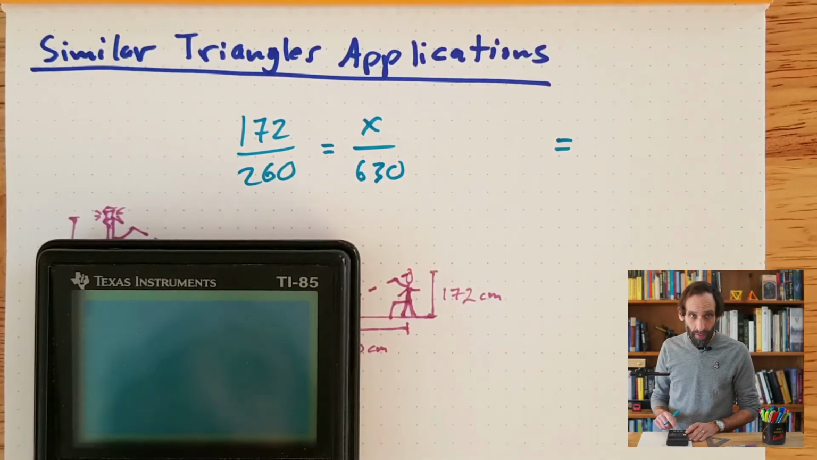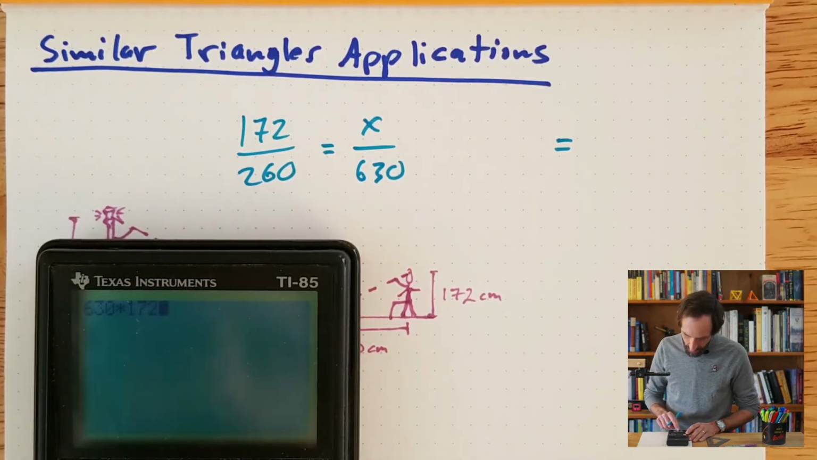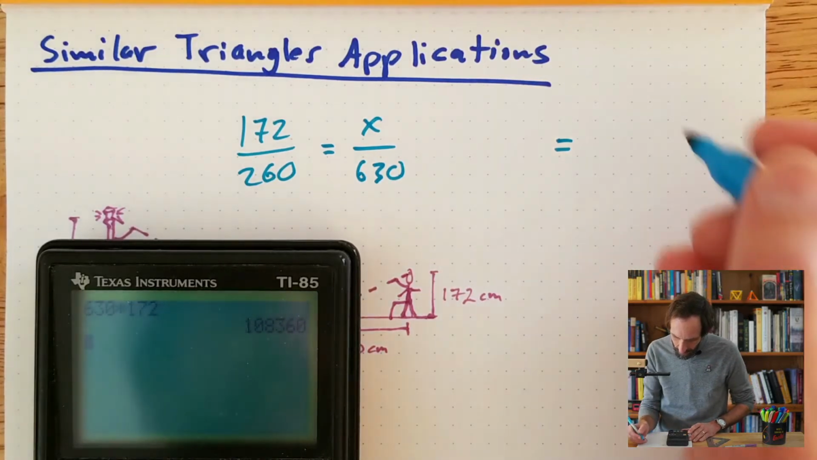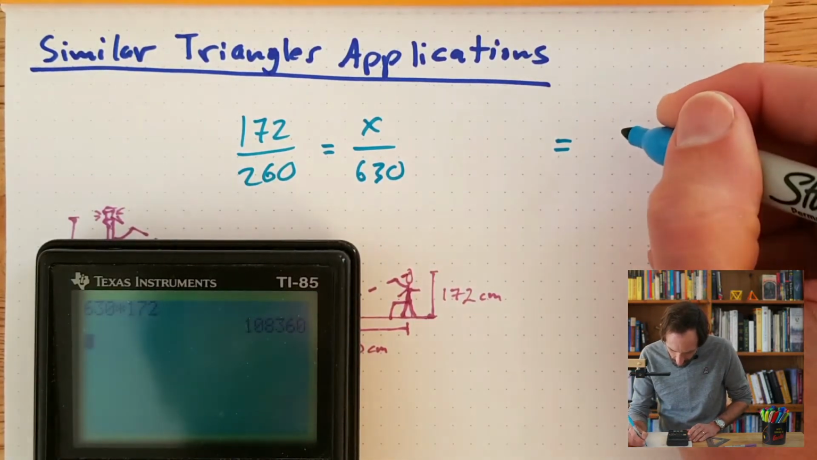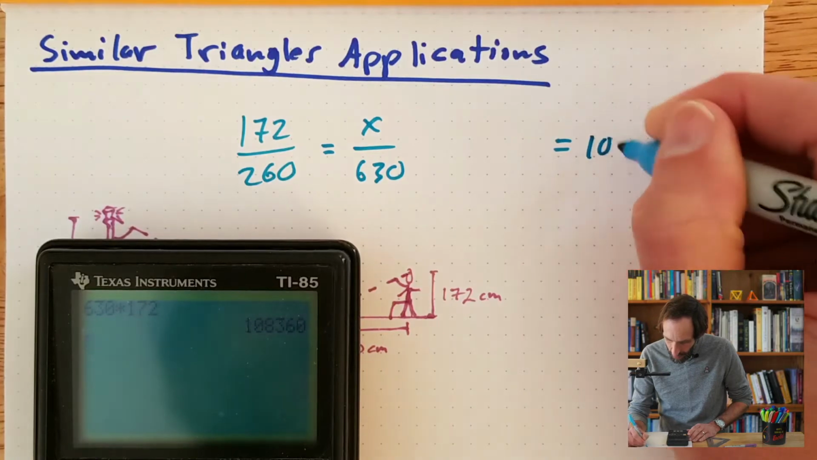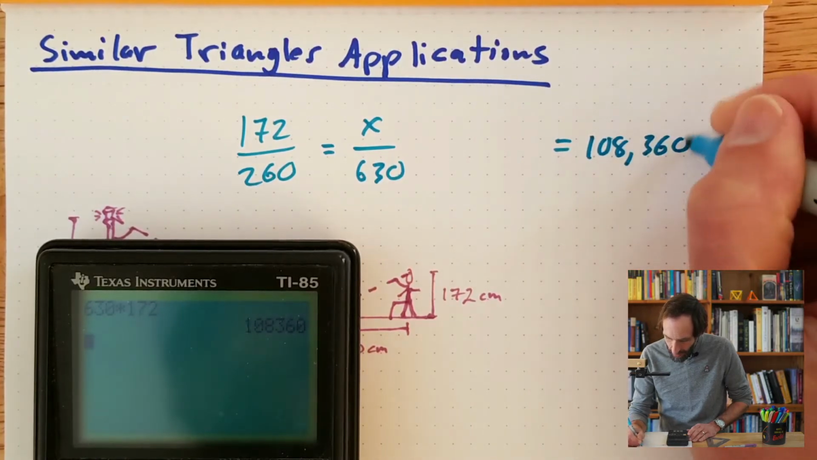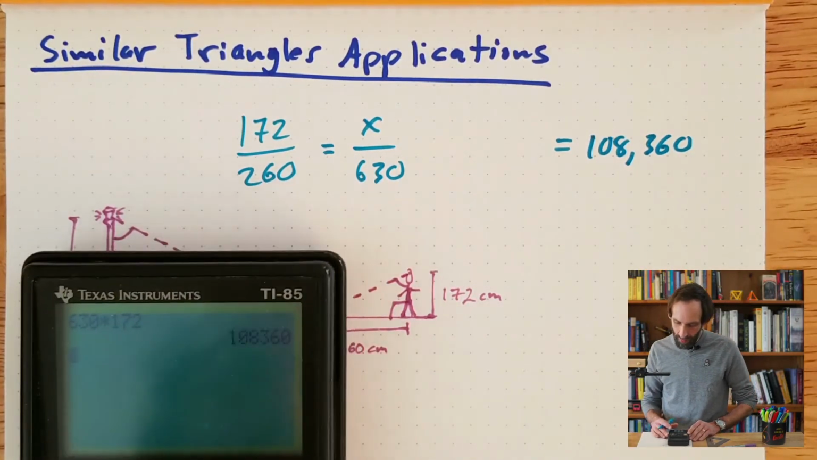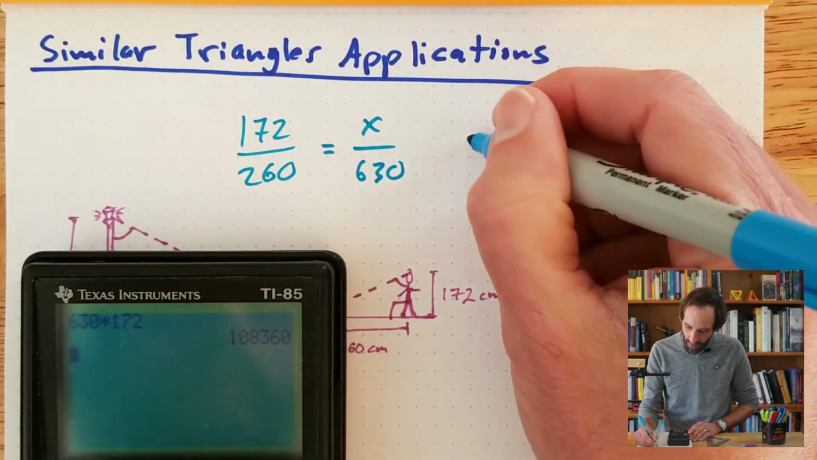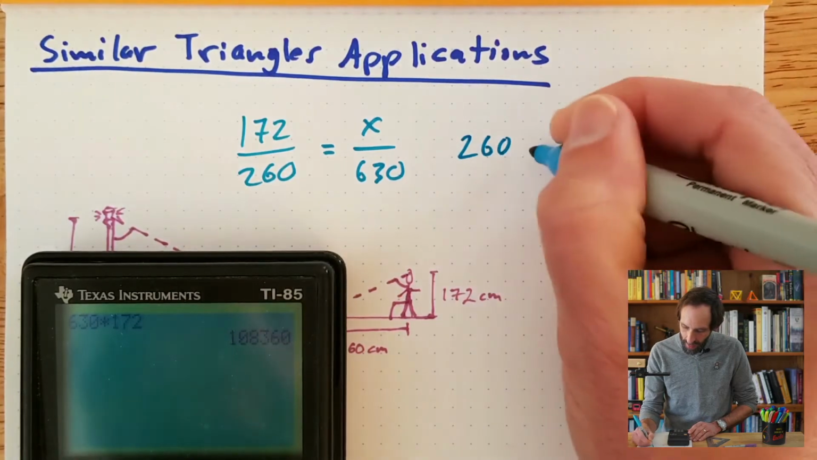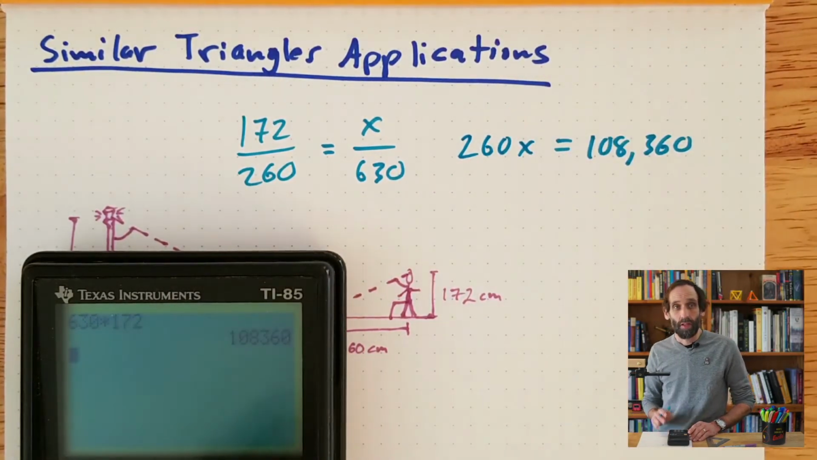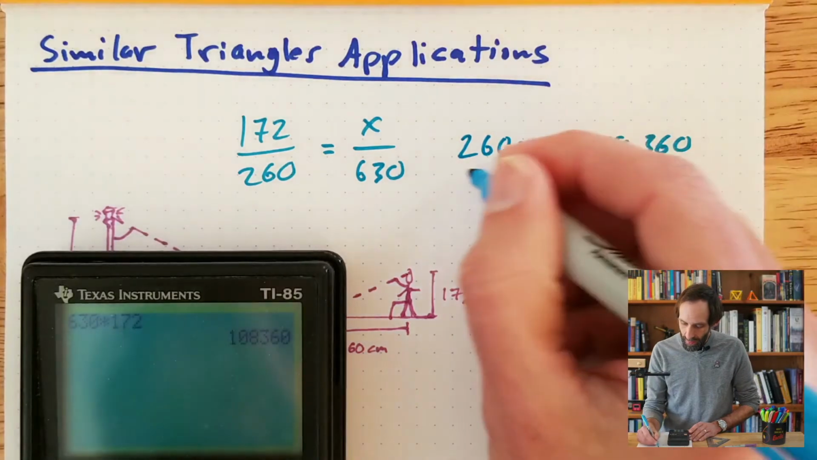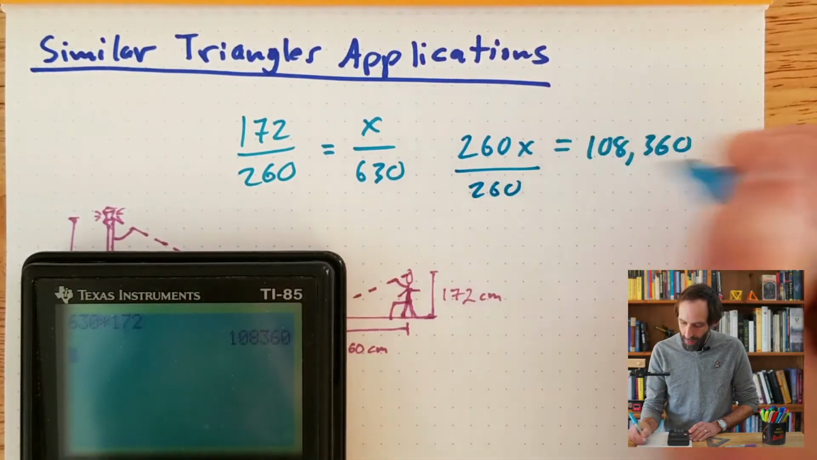So I'll plug in the calculator, 630 times 172. Okay, and so that's 108,360. I'm not sure how well you can read this, but this is the number that I'm getting. Then on the other side of the equation, I have 260x.